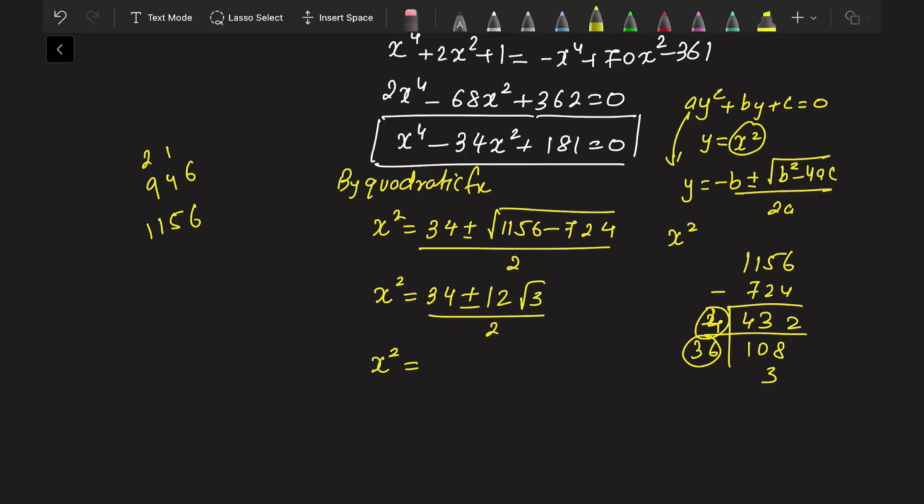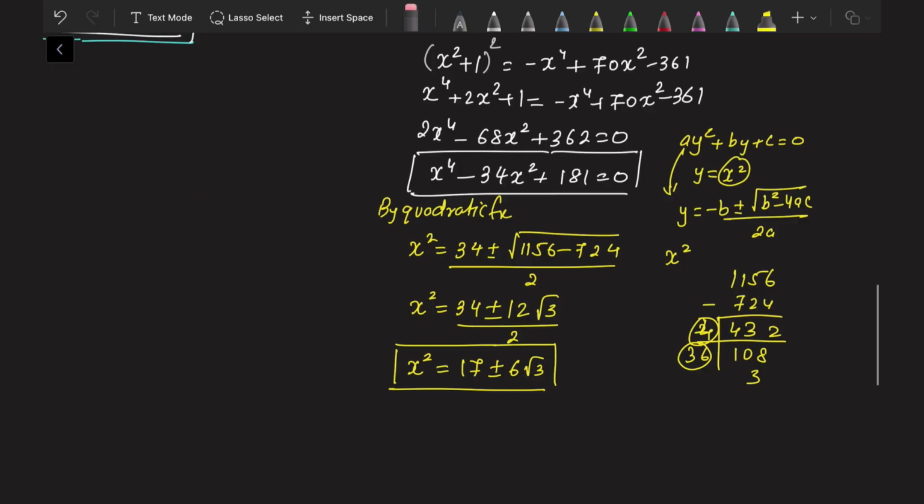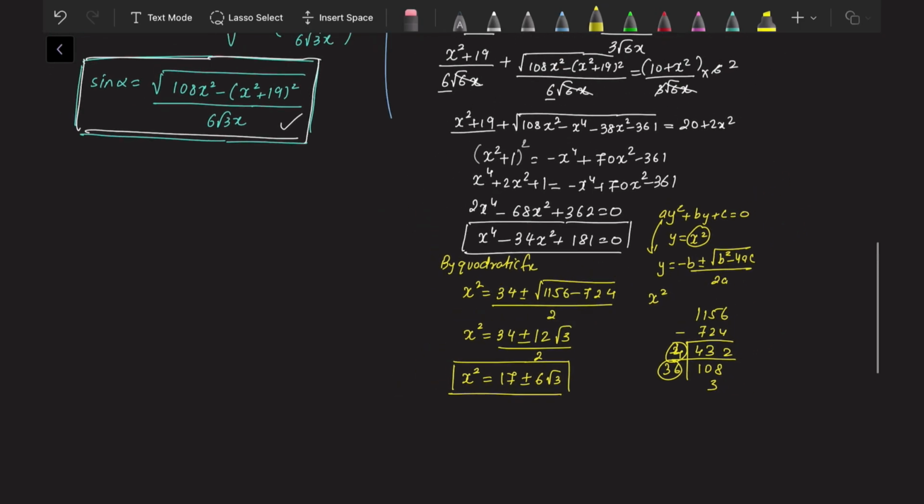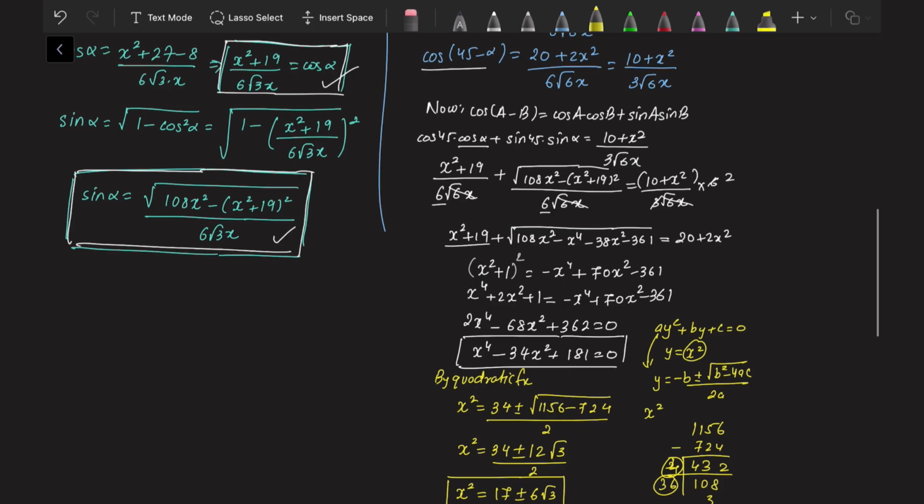So the final value of x square has turned out to be what? It's 17 plus and minus 6 square root of 3. So this is the value of x square that we have just right now. Is it correct? Let me just cross check. 432 is okay. 4 into 108, 36 into 3, we'll have 6 and 2, 12, and 12 and 2 has gone. Okay, 6 square root of 3. So this is the value of x square, 17 plus and minus 6 square root of 3.